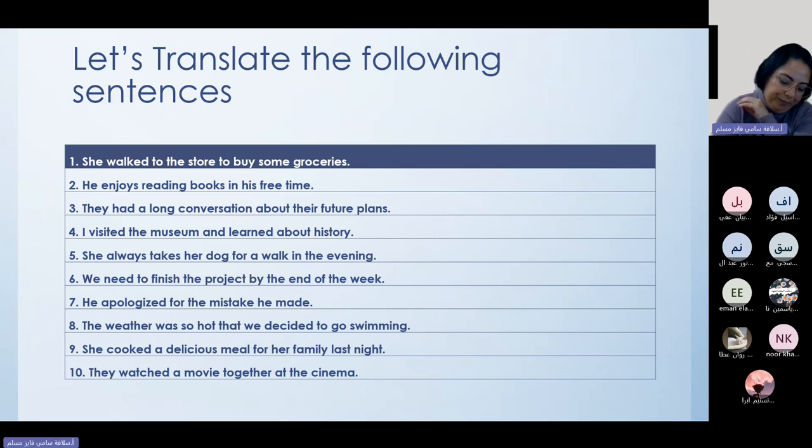All right. Let's see. Okay, Iman. First one, she walked to the store to buy some groceries.